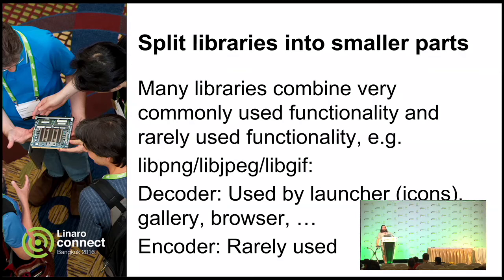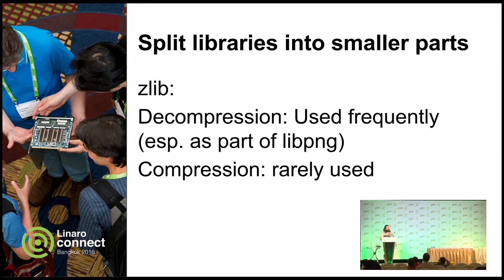One of the modifications in actual code we've looked into was splitting libraries into smaller parts. Many libraries come with a lot of functionality, but some of that isn't used all that extensively. For example, we have libpng, libjpeg, libgif, all the image codecs, where the decoder is used by pretty much everything. The launcher uses libpng for drawing icons and libjpeg for the desktop background, but none of those things actually use the encoding part. So getting rid of the encoder and just making that loadable on demand should save a bit of memory. The same could be done for zlib, where decompression is used frequently, including in libpng, and compression is only used once in a while.